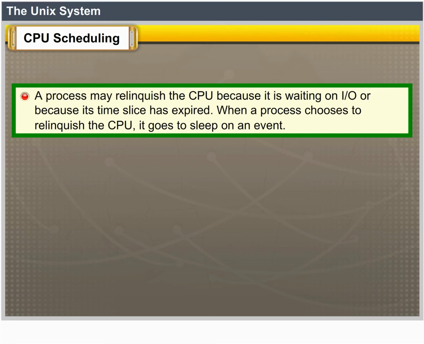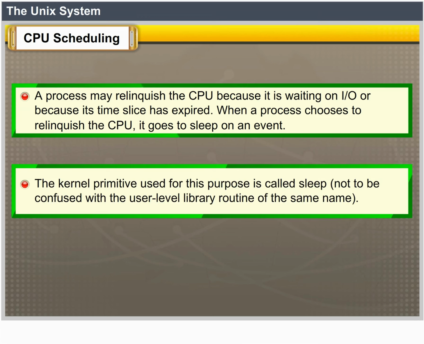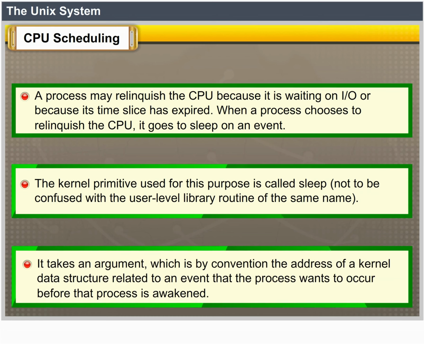A process may relinquish the CPU because it is waiting on I/O or because its time slice has expired. When a process chooses to relinquish the CPU, it goes to sleep on an event. The kernel primitive used for this purpose is called sleep, not to be confused with a user-level library routine of the same name. It takes an argument which is by convention the address of a kernel data structure related to an event that the process wants to occur before that process is awakened.